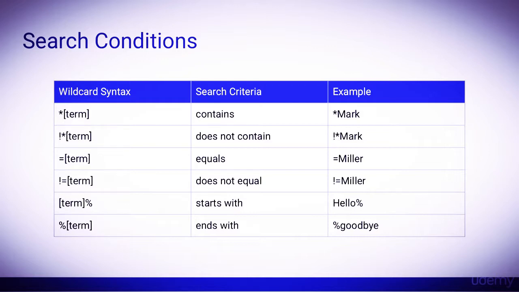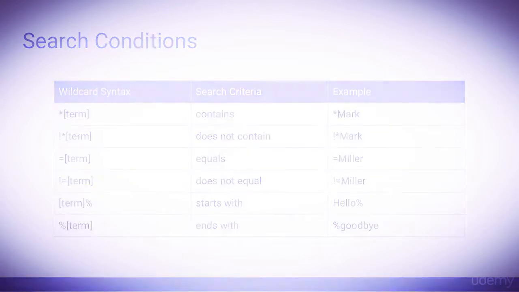Some of the most common are shown in this table. There is a star term, which is a contain search condition, an exclamation star term, which is a does not contain search condition, an equals condition, which is an exact string match, an exclamation equals, which is not equals, a term percentage, which is a starts with search condition, and finally a percentage term, which is an ends with search condition. I have some examples shown in the last column of this table. However, we'll also look at some examples within ServiceNow.